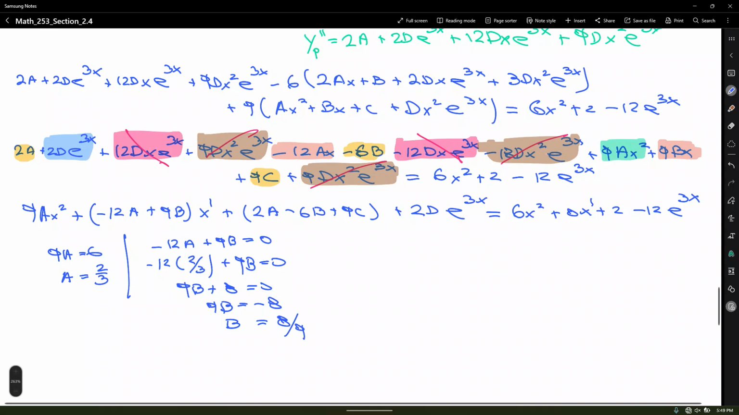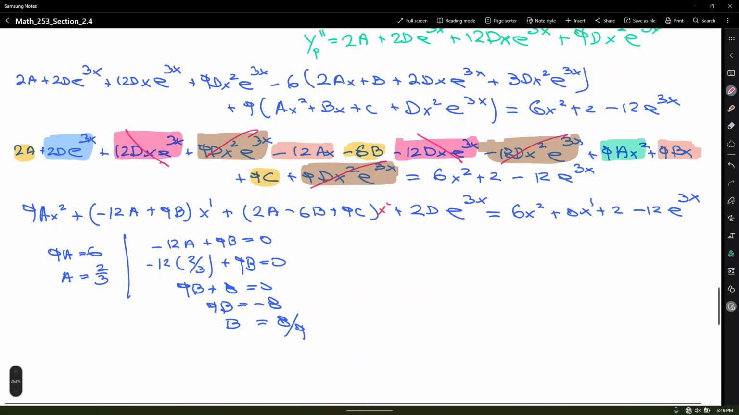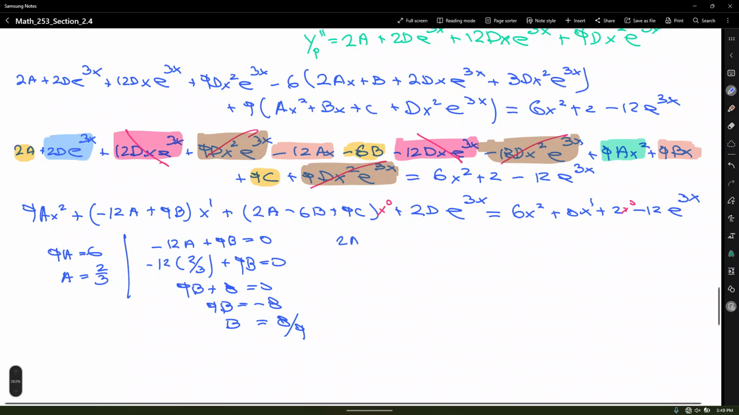So the constant term on the left-hand side must be equal to the constant term on the right-hand side. Or if you prefer, the coefficient of x to the 0 power equals the coefficient of x to the 0 power. If that works for you, that's another point of view. You don't have to do all this. If constant equals constant works for you, perfect. So 2a minus 6b plus 9c equals, what's the constant value? 2. Let me actually erase it.